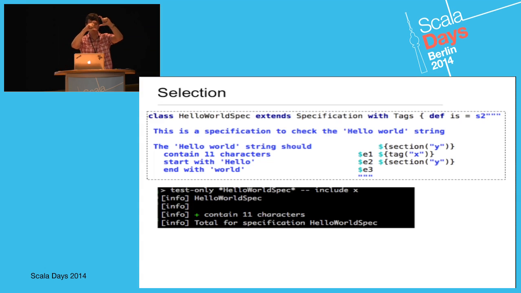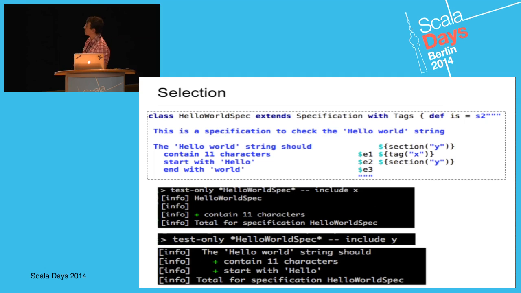You can also have overlapping sections, and you can say, oh, I just want what's in between, like only Z and Y, and that will also work. So that's an example where, as you can see, only two examples are being executed.